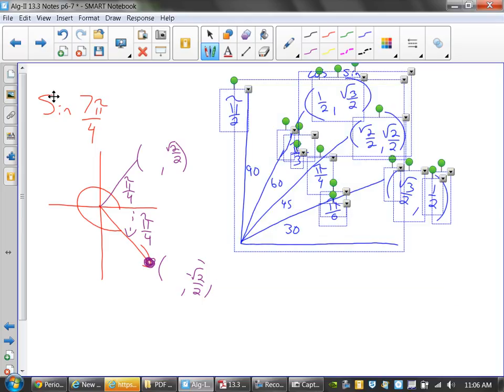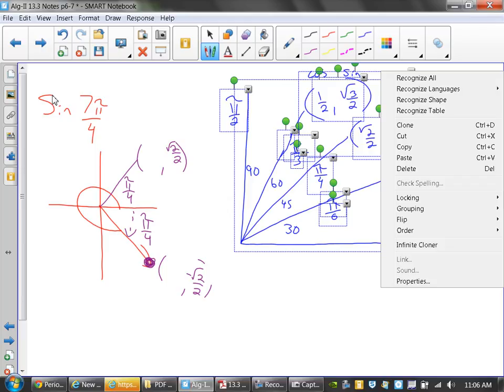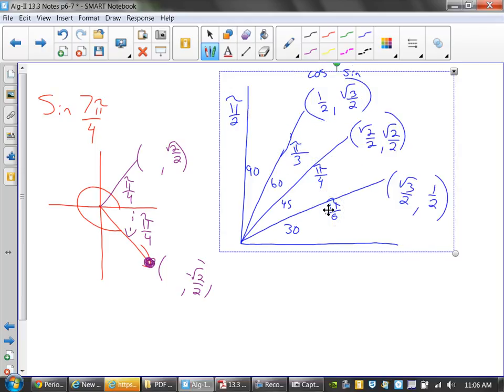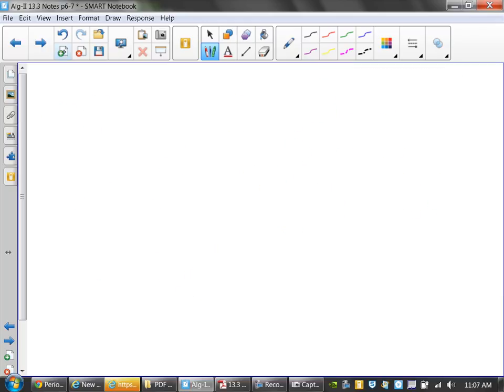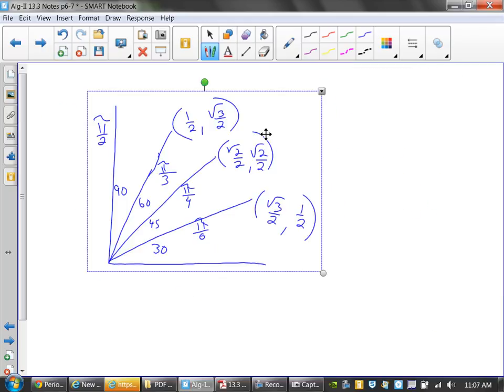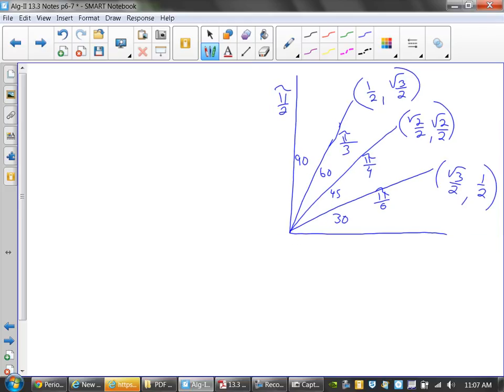I don't know. Let me group this up here. Let's look at another one. Again, I'm first quadrant.